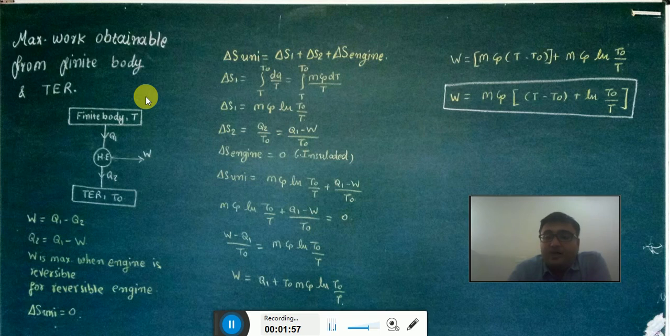Now, when we apply the TER to the entropy principle, the TER is denoted by the equation Q2 divided by T0. It means the TER is at temperature T0, and heat Q2 is rejected by the heat engine and received by the TER. So here delta S of the second system, the TER, is equal to Q2 divided by T0. Whenever we need to define the entropy of a TER at T0, it is simply heat divided by temperature.